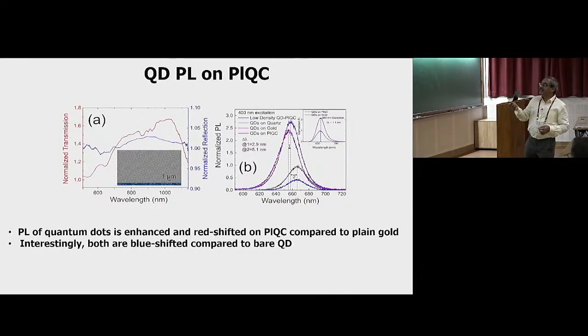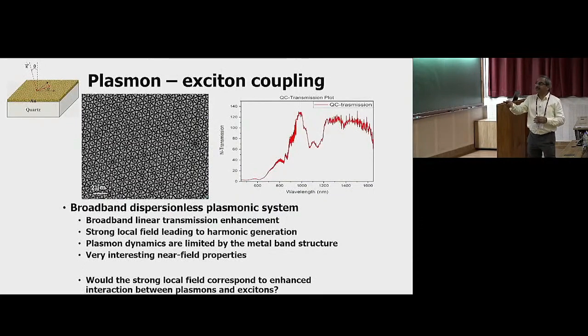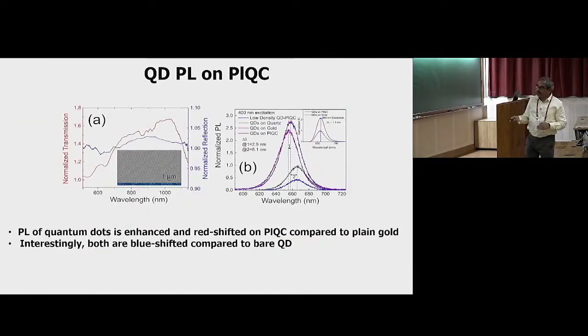So basically we deposit quantum dots on top of this. The structure is like this. There's a quartz substrate, a metal film with air holes conforming to this 5-fold rotation symmetry. Then we put a thin silicon dioxide spacer layer and then spin coat quantum dots on top of it. So this is the normalized transmission and reflection showing that this is a broadband structure.